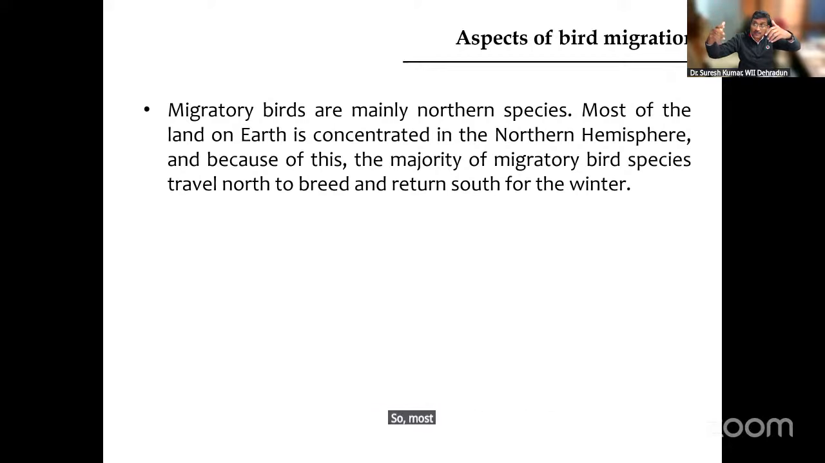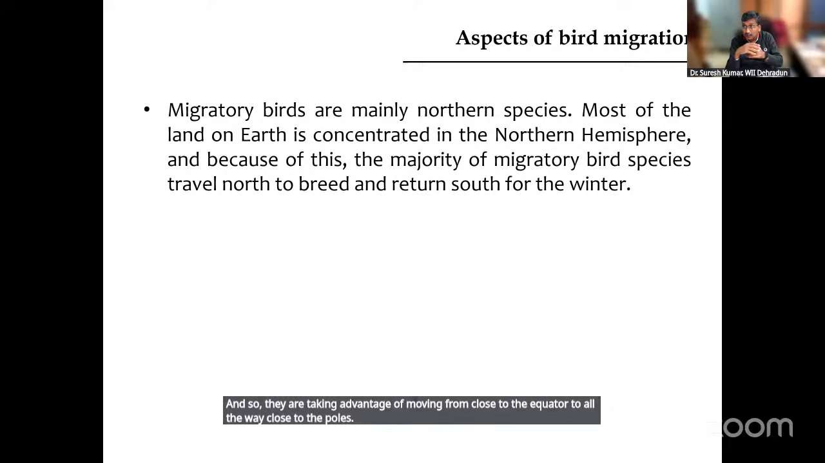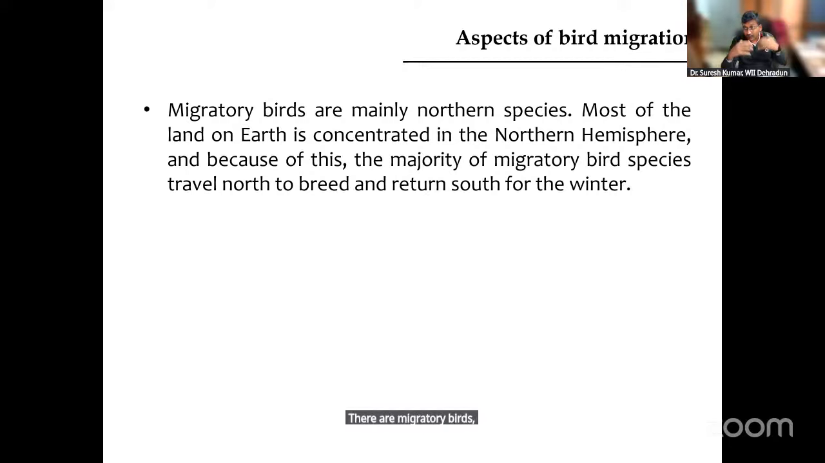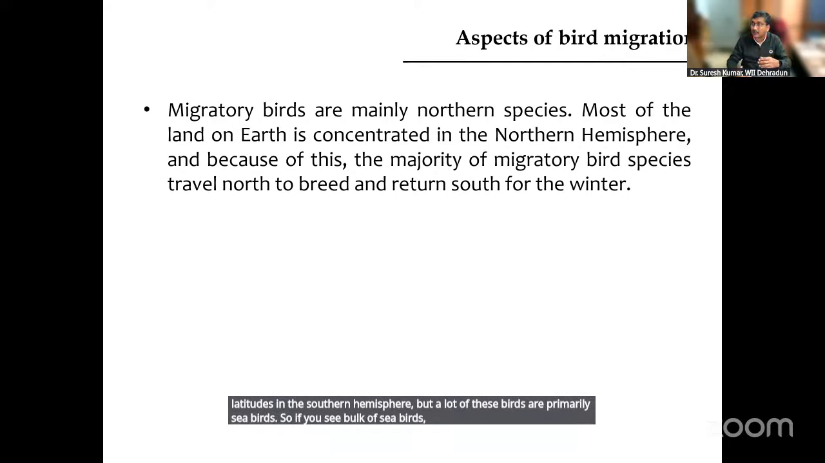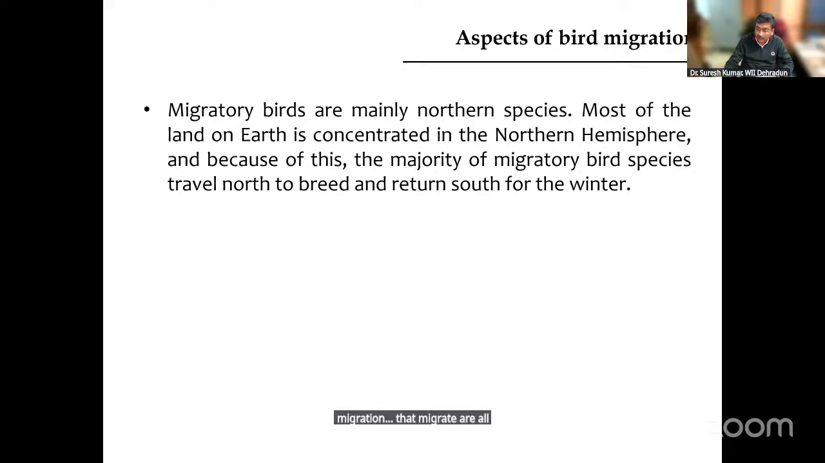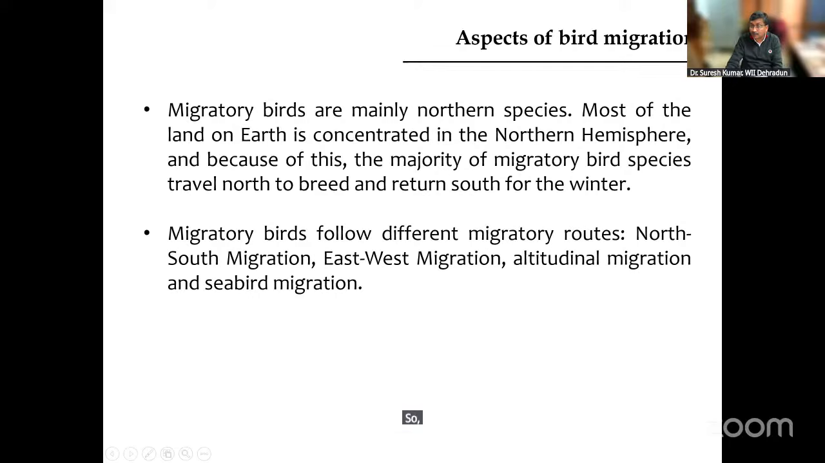So most of the birds that we see are terrestrial species. They may be associated with wetlands or primarily with land masses. And so they are taking advantage of moving from close to the equator all the way close to the poles. There are migratory birds further down in the lower latitudes in the southern hemisphere, but a lot of these birds are primarily seabirds. So the bulk of seabirds that migrate are down there in the lower latitudes or in the southern hemisphere. Migratory birds follow different migratory routes, as I just talked about.